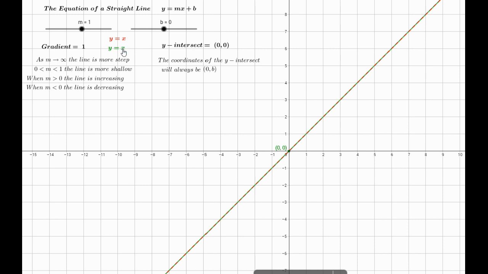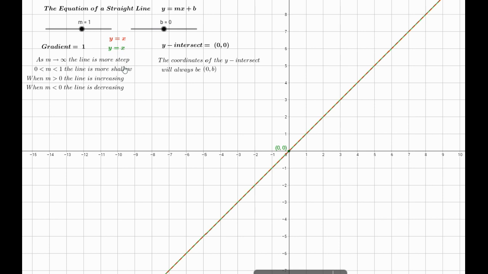So when x is 1, y is also 1. As you can see, it has the point 1, 1. And then when we substitute the value of 2, we get the value of 2 for y. Hence why that coordinate there is 2, 2. X coordinate first, y second, 2, 2. But now let's see what happens when we change the value of the gradient first.